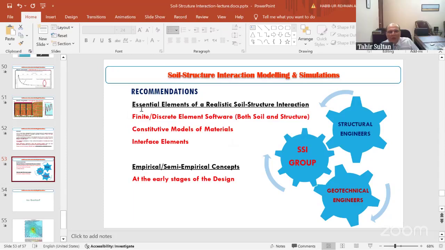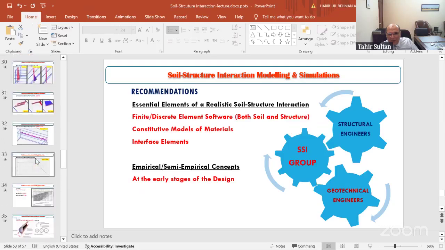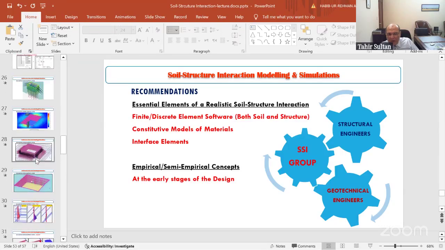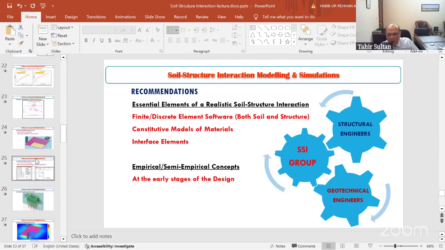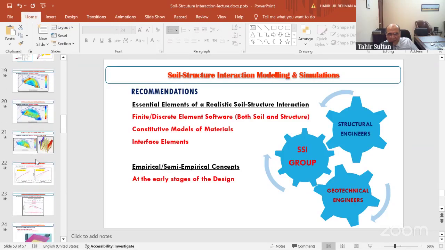Thank you, Doctor. The next question is from Engineer Suhail Kibriya. He's asking: another point that needs commentary by the speaker is that the relative looseness or denseness of the soil immediately under the mat, and the contact of the mat with the underlying soil, also appears to be an important factor in SSI.